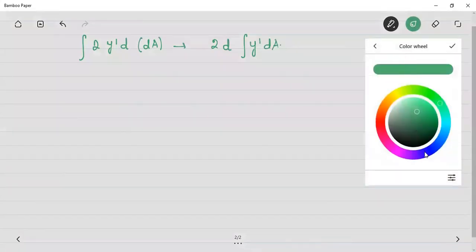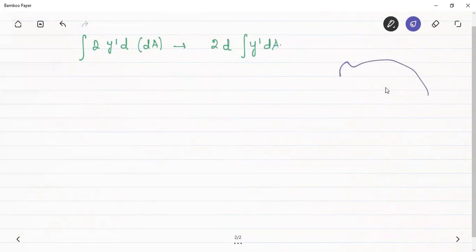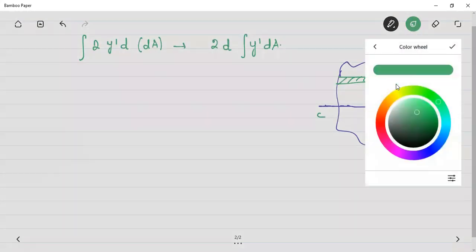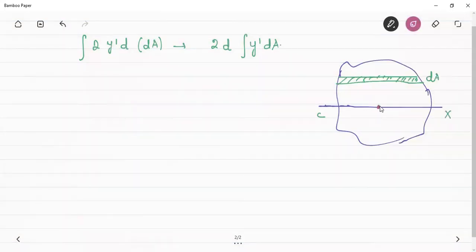Now, what does this represent? First of all, I can draw the lamina again. This is the lamina, and suppose this is the centroidal x-axis, and I had taken a differential element dA. This is the differential element, and this was our centroidal x-axis. Since this is the centroidal x-axis, the centroid of the lamina will be lying somewhere here. And we had defined this distance, this distance is equal to y dash.